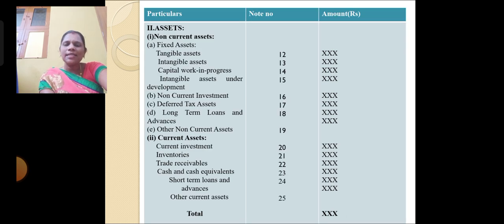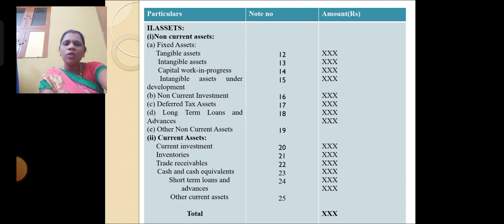Next, we discuss assets. The assets are classified into two categories: non-current asset and current asset. Under the non-current asset, it can be classified into fixed asset, non-current investment, deferred tax asset, long-term loans and advances, and other non-current asset. We discuss them one by one. Under the non-current asset, we have the following item: fixed asset. Fixed assets are classified into, for example, land and building, plant and machinery. Then tangible asset, intangible asset.